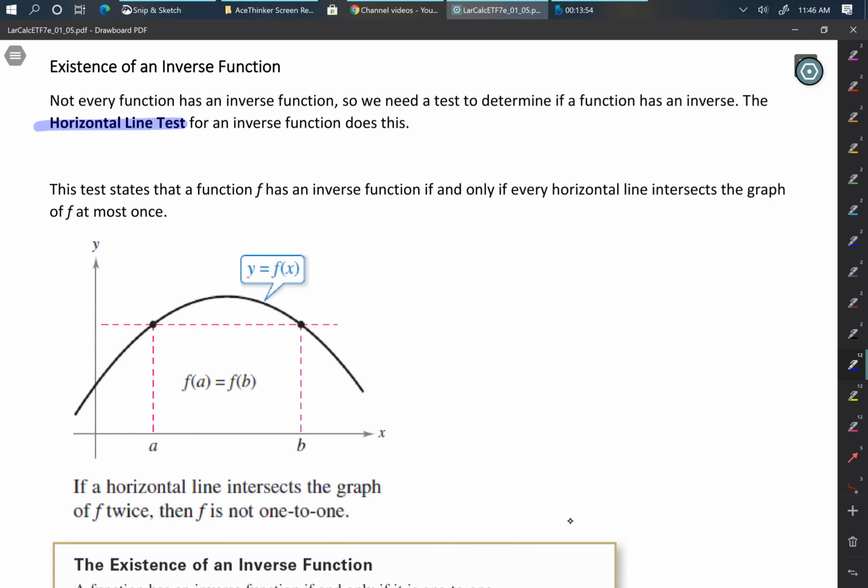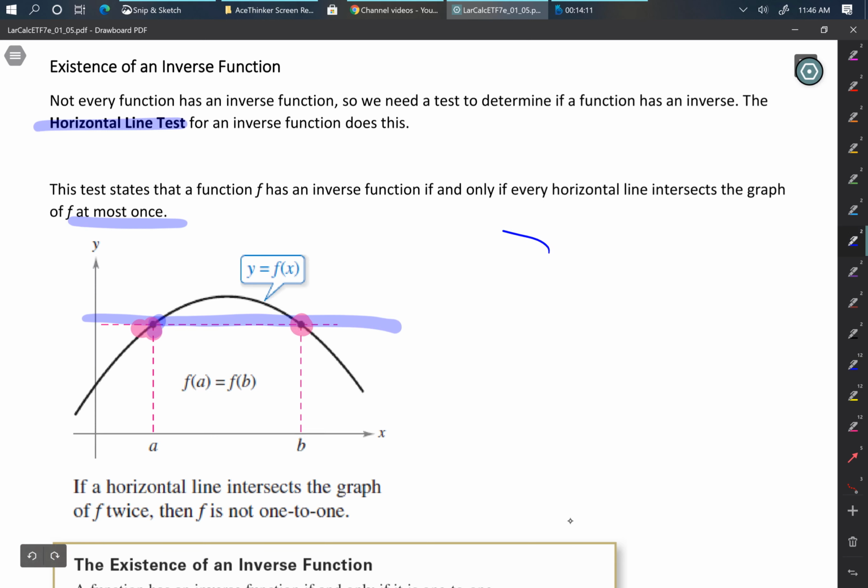So the test states that if a function has an inverse, then every horizontal line will only ever touch it at most once. So see how this one has two intersections? Okay, that's an issue. Why is that an issue?